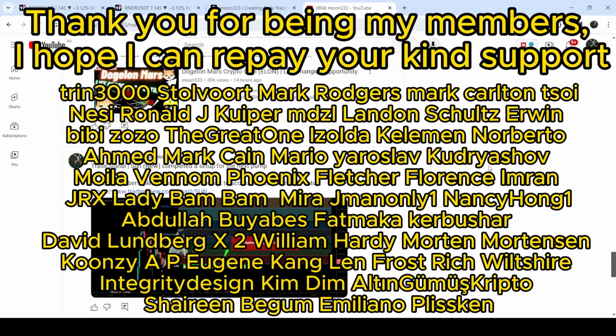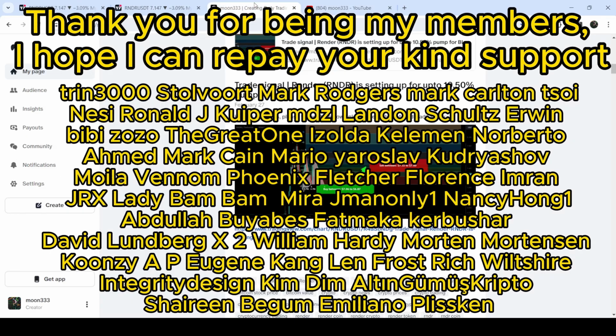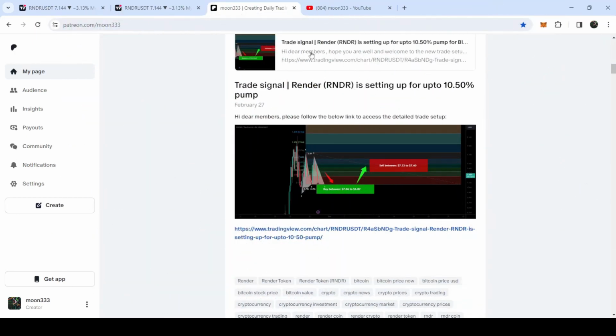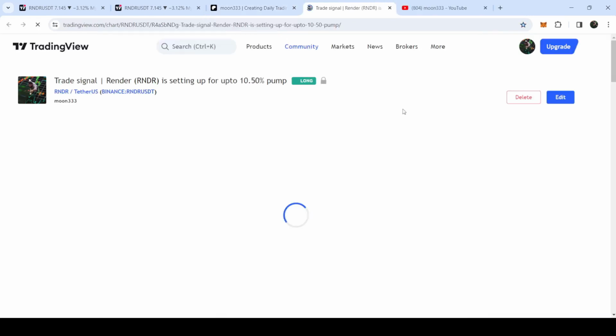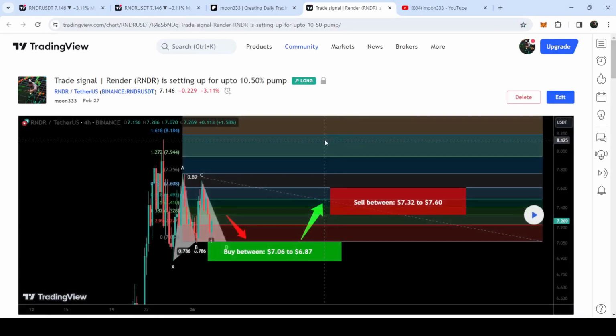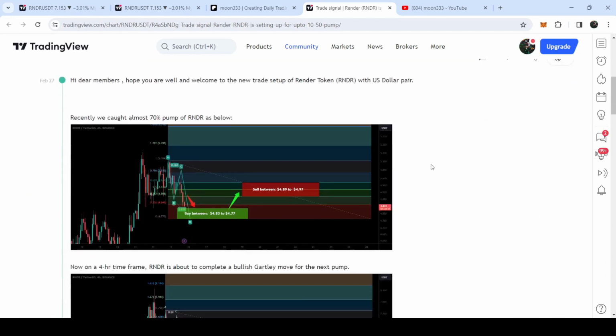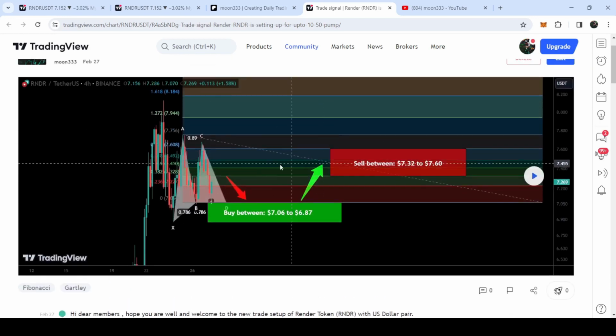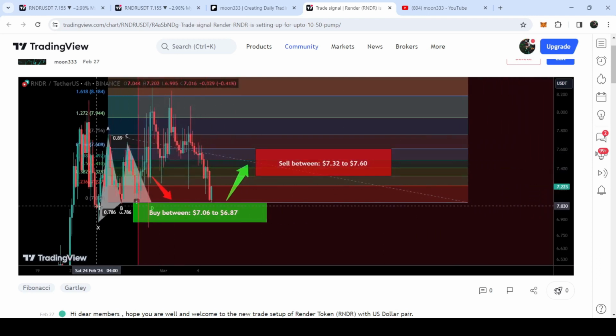First of all, let me begin with my most recent trade signal for Render that I shared on 27th of Feb 2024 with my members almost a week ago. That was a harmonic bullish reversal Gartley pattern that Render was forming on a 4-hour time frame chart with US dollar pair. You can see it was about to enter the buying zone. It moved very close to this buying zone.